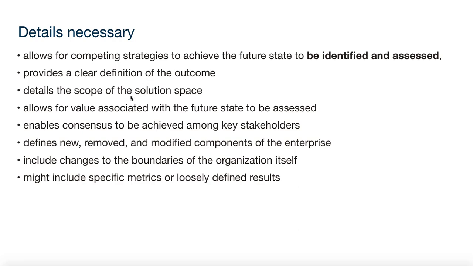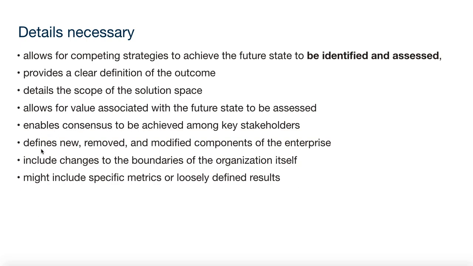Also, it should define the details of the scope of the solution space. Only when we know the exact scope will we be able to play around and identify the right solutions. Also, it should allow for value associated with the future state to be assessed. So the future state should be defined in a way that we will be able to understand what value it is bringing, because if there's no value, then we don't even have to change anything in the current process, or there's no change required. It also needs to enable consensus to be achieved among key stakeholders, which I mentioned earlier.